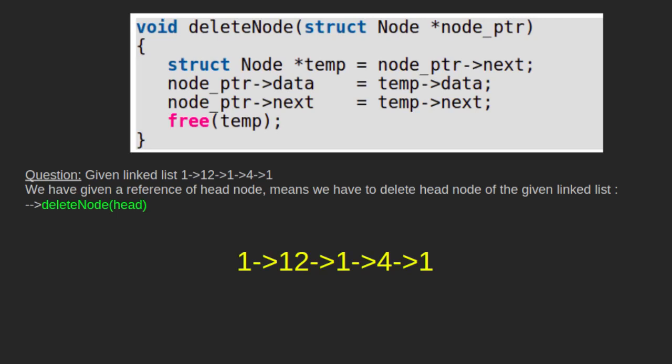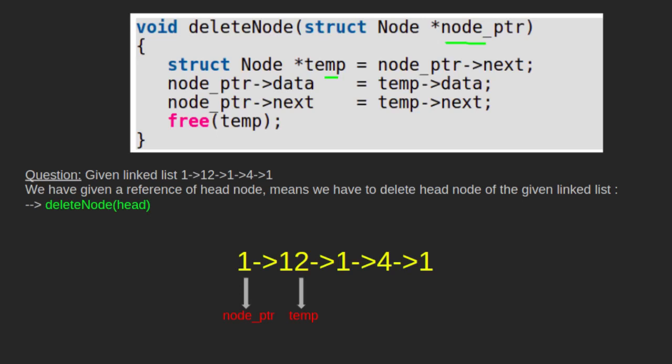So, we have given a linked list 1, 12, 1, 4, 1, and we have also given a reference of the head node, meaning we have to delete the head node of the given linked list. So initially node_ptr will point to 1, which is the head node of the linked list, and we have to delete this node. Inside this function, in the variable temp, next of node_ptr is stored, so temp will point to 12.